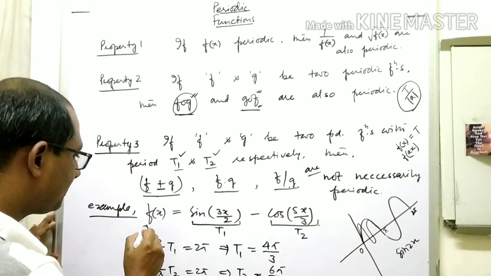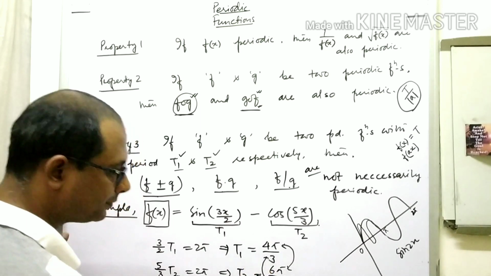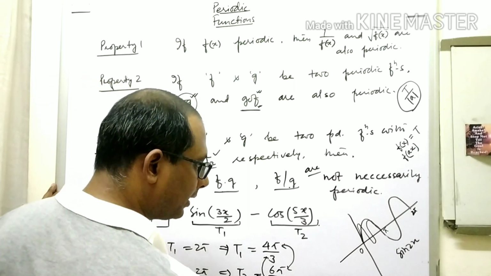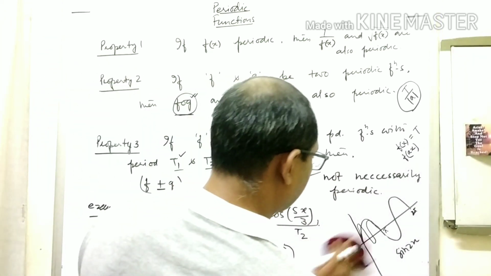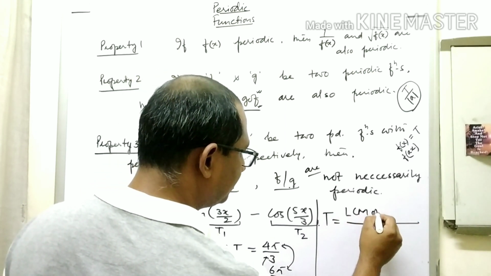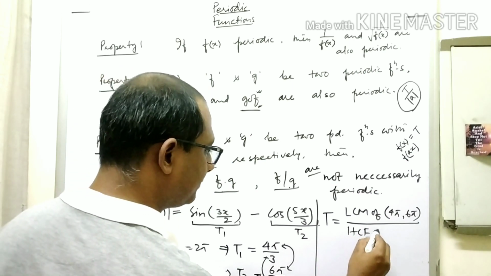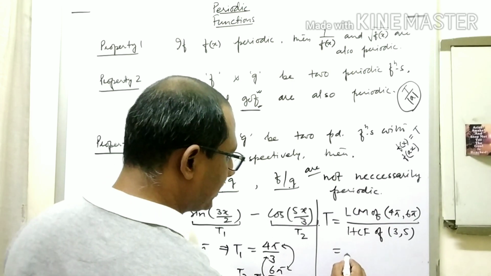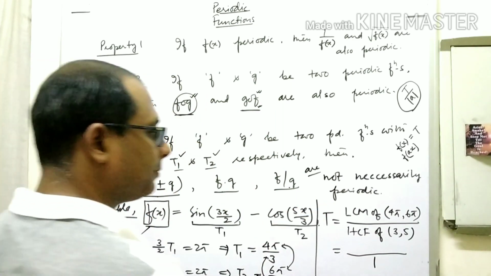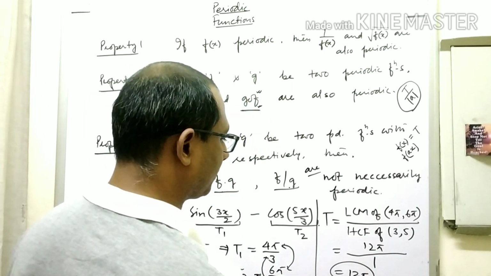Now, in order to get the period of f(x), we'll take the LCM of these two numerators and the HCF of the denominators. Let the period of f(x) be t. T will be equal to the LCM of 4 pi and 6 pi by the HCF of 3 and 5. The highest common factor of 3 and 5 is 1, and the LCM of 4 pi and 6 pi will be 12 pi. So the fundamental period of this function is nothing but 12 pi. And this is how we calculate.